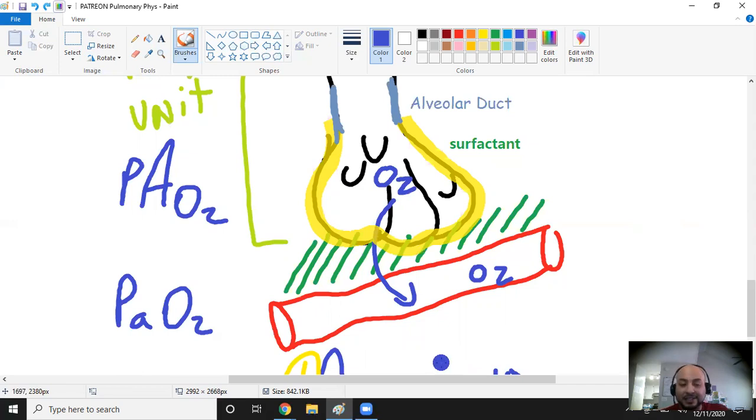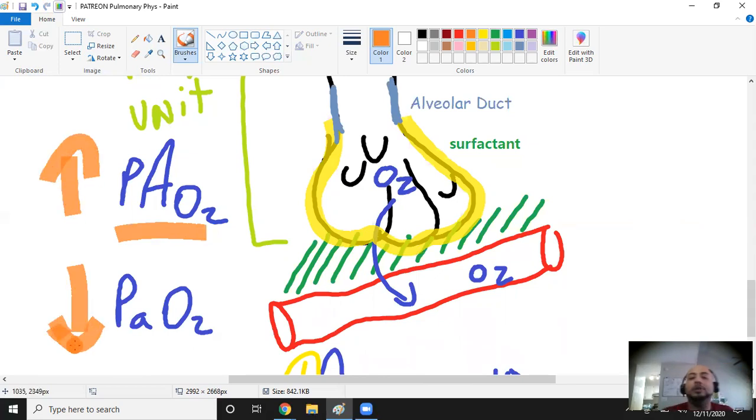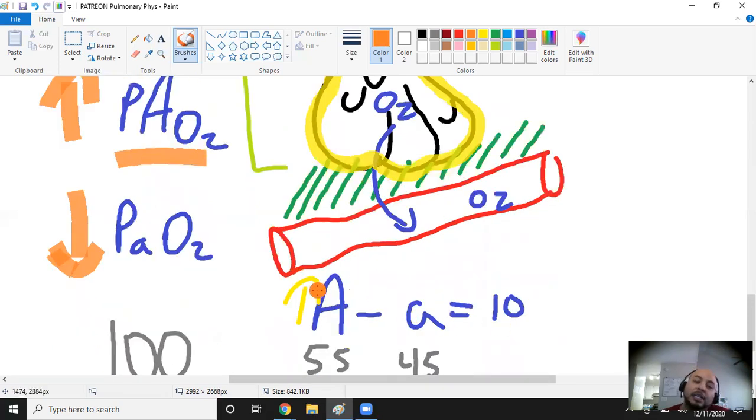Because if I have a disease affecting any one of those three layers, oxygen is going to have a difficult time diffusing across. And if oxygen cannot diffuse, where is it going to stay? It's going to accumulate in the alveoli, right? Big A. Meaning small a, the artery, is going to have less. So we have much more here, less there. What do you think will happen to what's known as our AA gradient? It should increase. Why? Because we have more oxygen in the alveoli, and we have less oxygen in the arteries.